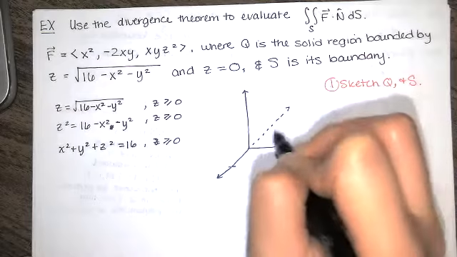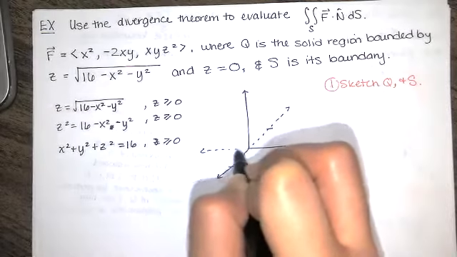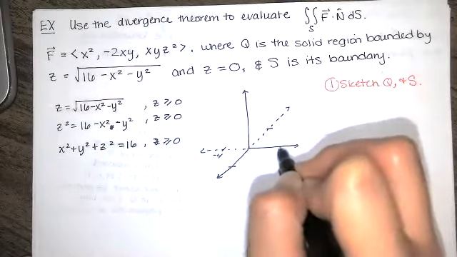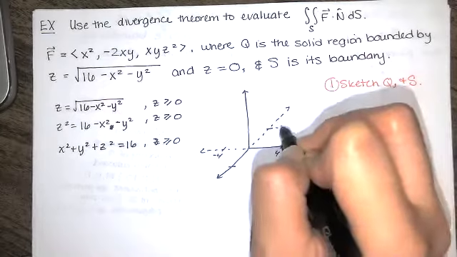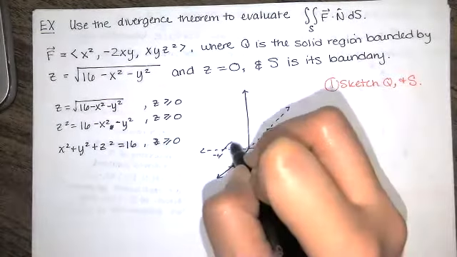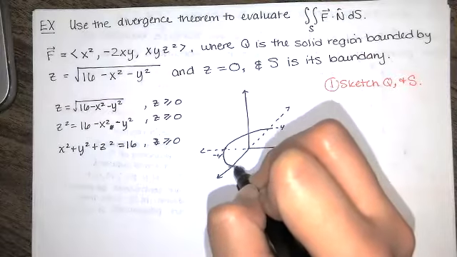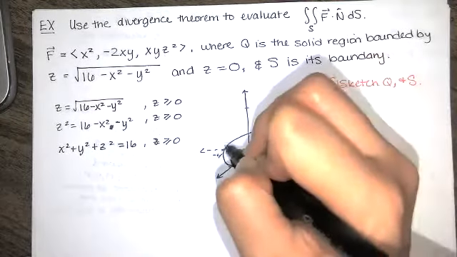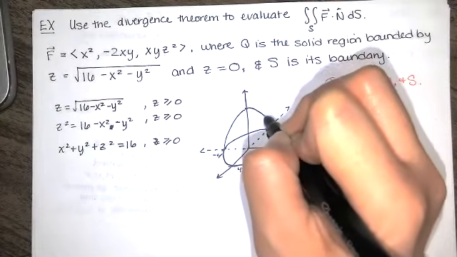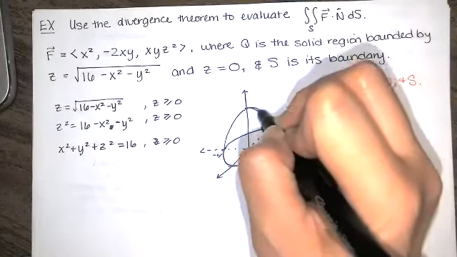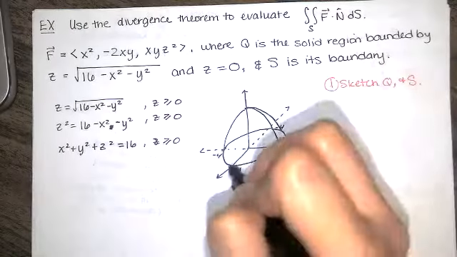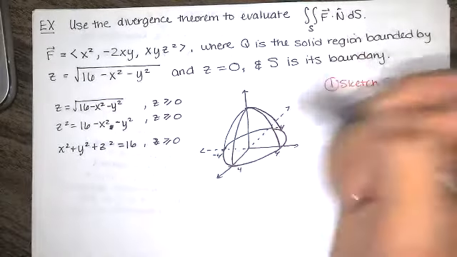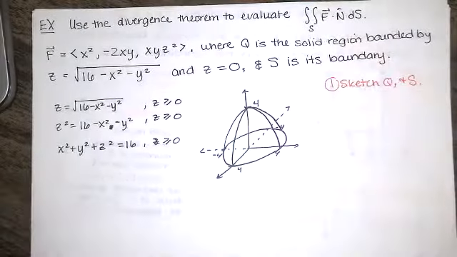So x goes from -4 to 4, y goes from -4 to 4. Z would go from -4 to 4, but we're only talking about the top half. So z goes from 0 to 4. So this crosses at 4 there.